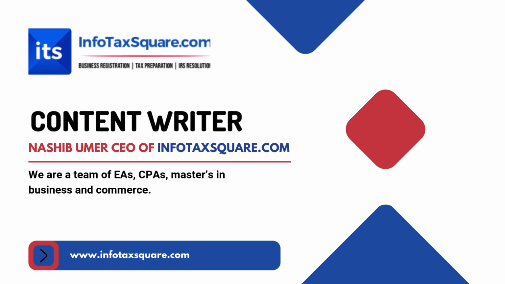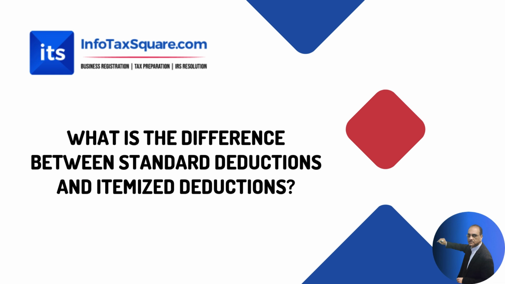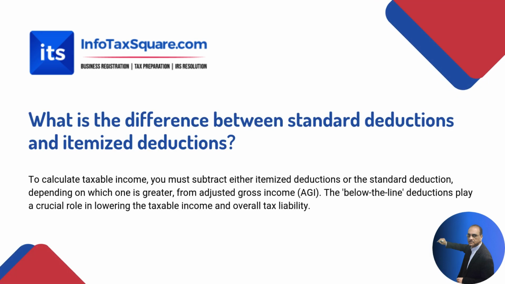My today's topic is about what is the difference between standard deductions and itemized deduction. Let's start with the definition. To calculate taxable income, you must subtract either itemized deduction or the standard deduction, depending on which one is greater, from adjusted gross income (AGI). The below the line deduction, also known as Schedule A. The below the line deductions play a crucial role in lowering the taxable income and overall tax liability.